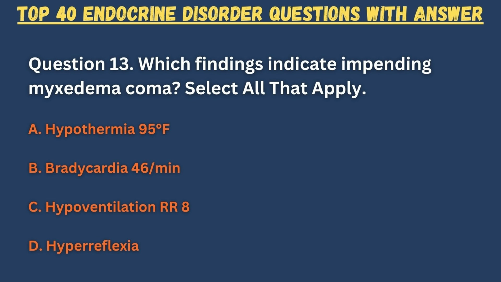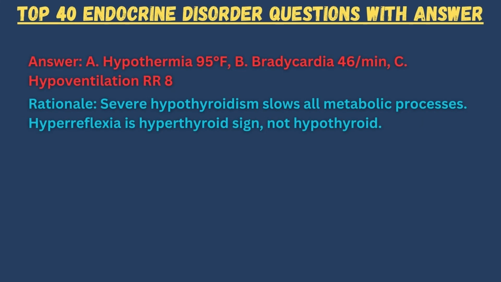Question 13. Which findings indicate impending myxedema coma? Select all that apply. A. Hypothermia 95° F. B. Bradycardia 46 per minute. C. Hypoventilation, respiratory rate 8. D. Hyperreflexia. Answer: A. Hypothermia 95° Fahrenheit. B. Bradycardia 46 per minute. C. Hypoventilation, respiratory rate 8.